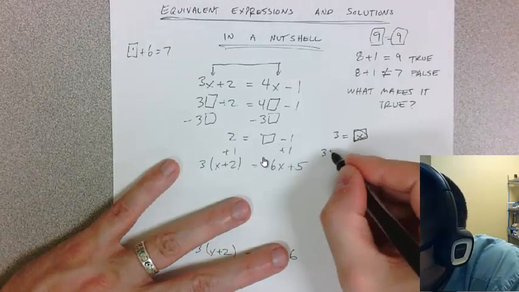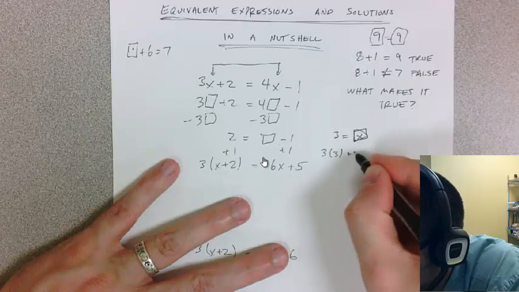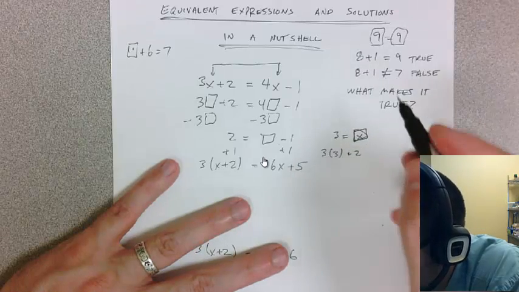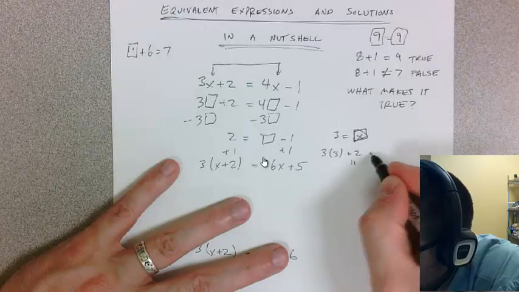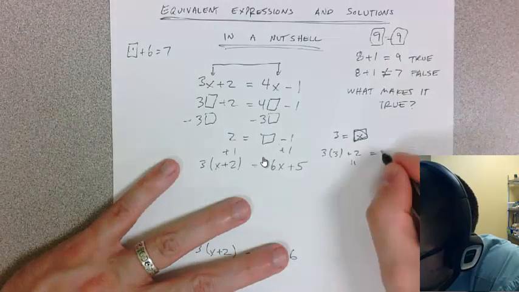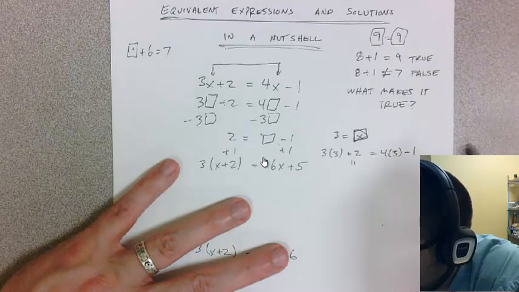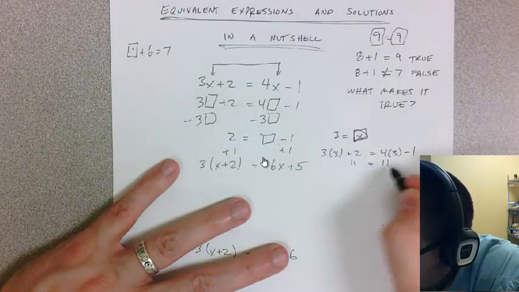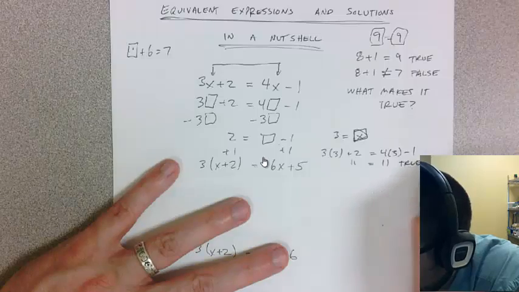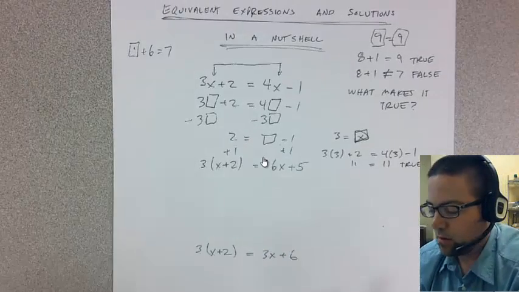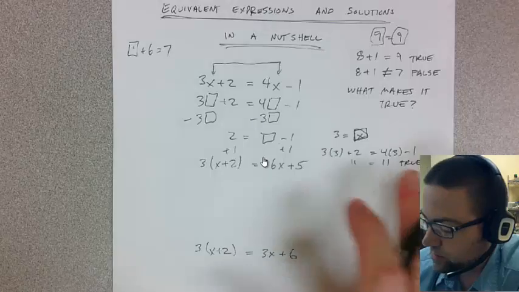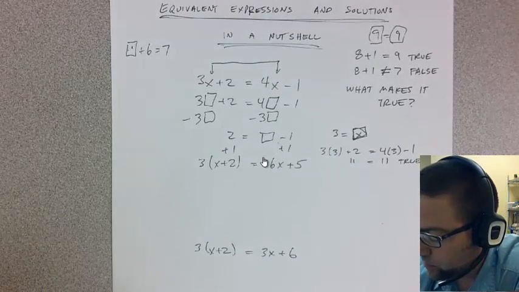So let's do that. 3 times 3 plus 2, this is 9 plus 2, so this is 11. And over here, 4 times 3 minus 1, yeah, 4 times 3 is 12 minus 1 is also 11. So you see that this is a true statement. And that's all we're doing when we're solving equations, is finding the value that makes a statement true.